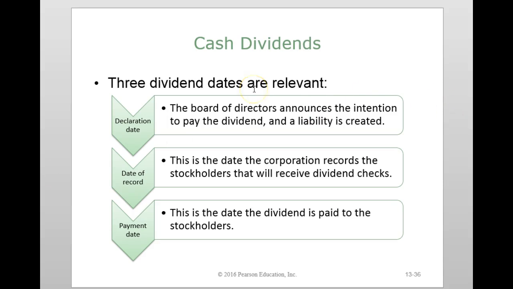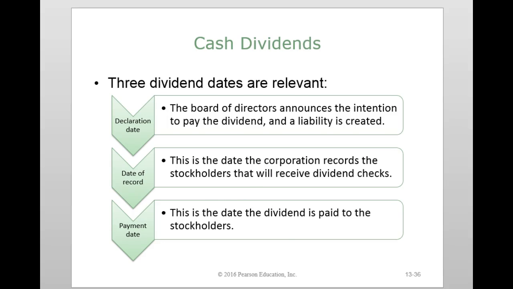So there are 3 dividend dates. One is when they declare it, and that's when they announce the intention to pay the dividend, and a liability is created at that time. Date of record: this is the date the corporation records the stockholders that will receive the dividend checks. And then the payment date, obviously, is when it's paid. So there are 3 dates. The date of record is not recorded in a journal. It may be done in a memorandum, depending on how the company handles it, but there is no actual journal entry for that.